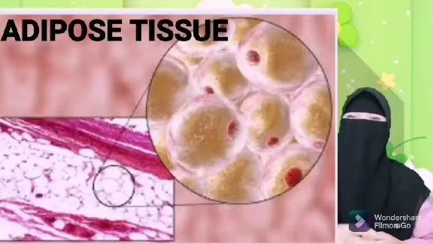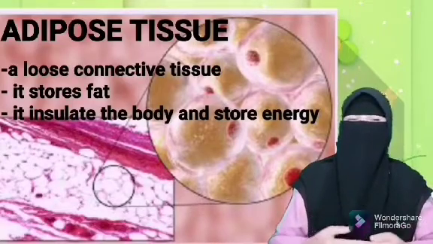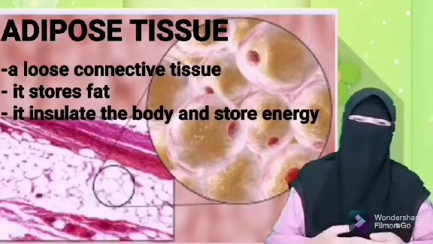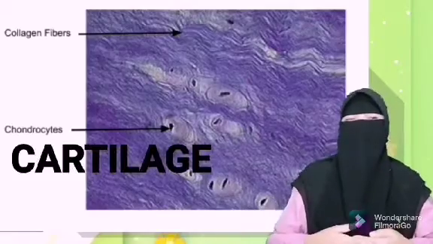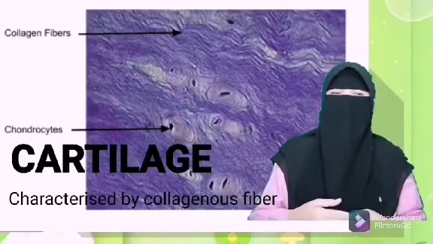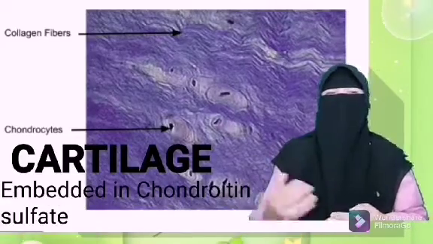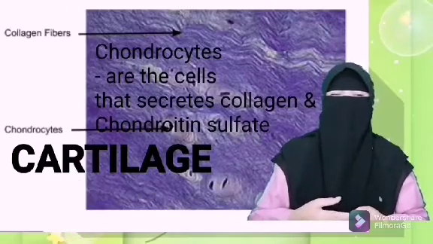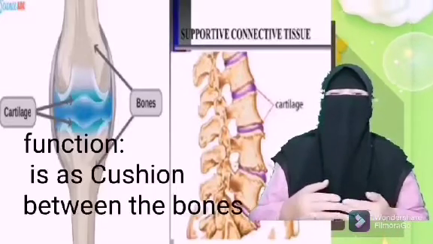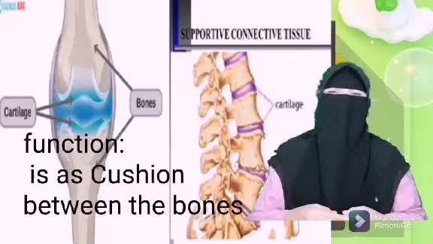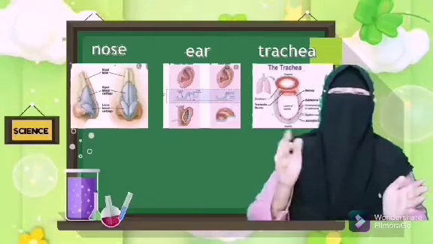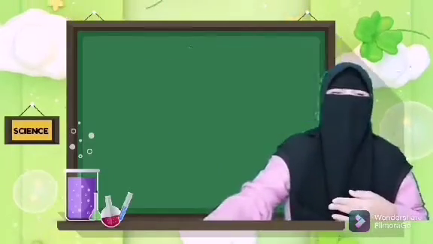Adipose tissue stores fats, which function is to insulate the body and store energy. Cartilage, another type of connective tissue, is characterized by collagenous fibers embedded in chondroitin sulfate. Chondrocytes are the cells that secrete collagen and chondroitin sulfate. The function is as a cushion between the bones. Now, cartilages are found in the nose, the ears, the trachea, and some in the bones.